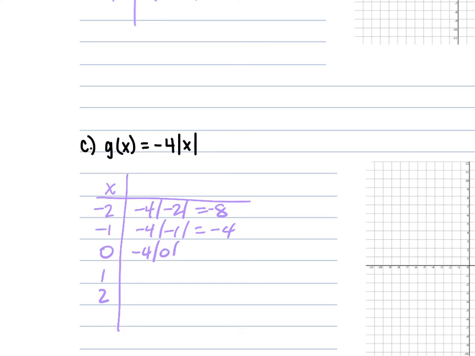-4 times the absolute value of 0 is 0. -4 times the absolute value of +1 is negative 4. Negative 4 times the absolute value of 2 is negative 8. So plotting these on our coordinate plane. Negative 2, negative 8 is going to be here. Then we have negative 1, negative 4, 0, 0, 1, negative 4, and 2, negative 8.